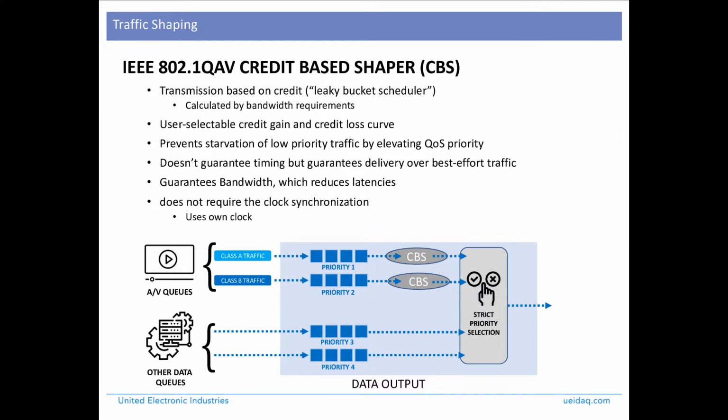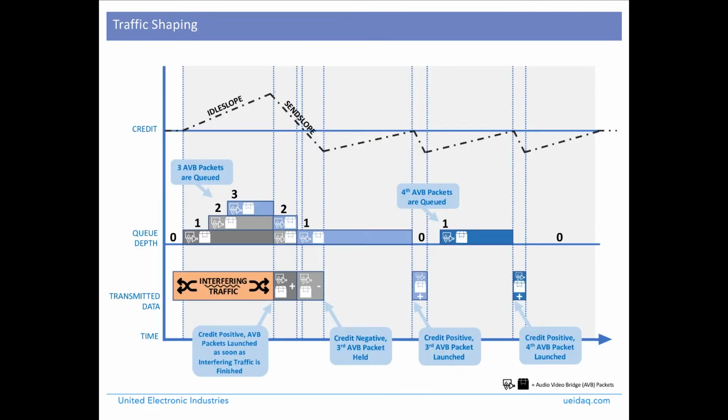802.1 QAV is also known as the credit-based shaper. Originally for AV or audio-visual targets, the goal was for a guaranteed latency around 2 milliseconds and some kind of control for guaranteed bandwidth. The timestamps needed to be synchronized for media coordination. This system spaces out frames to reduce bursts or bunching. A frame is only transmitted when its credit is not negative. This schedule has user-selectable credit gain and credit loss curves.